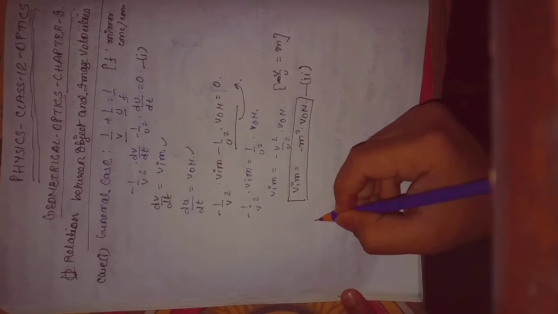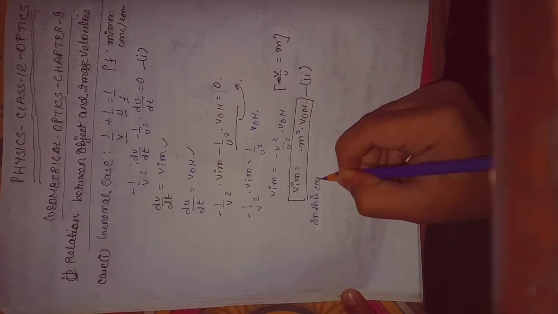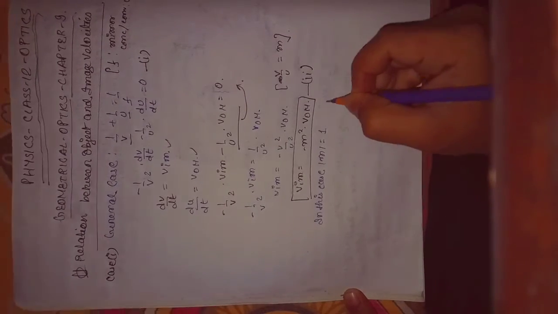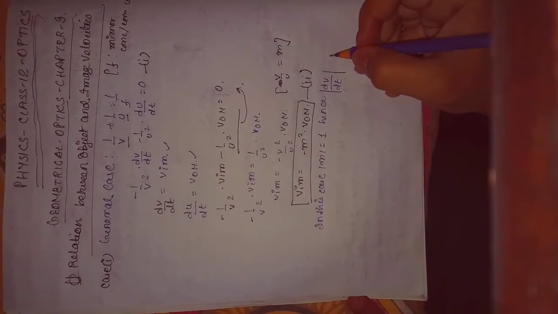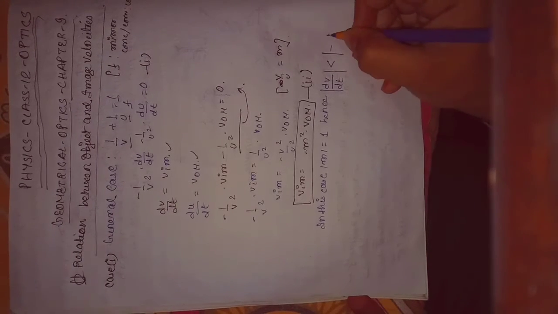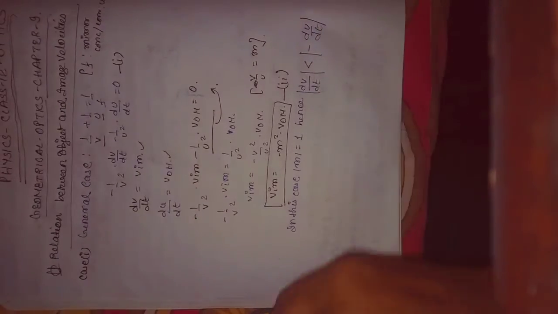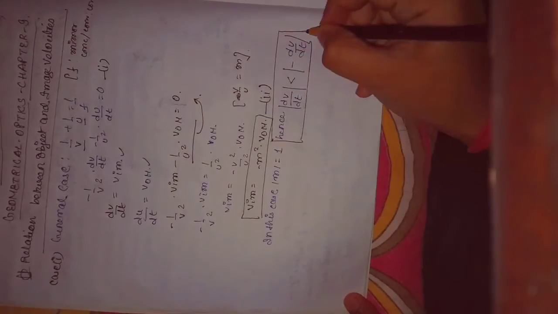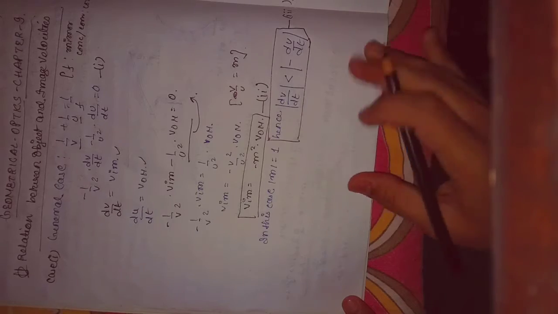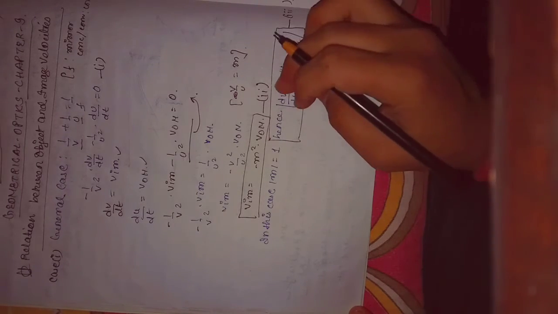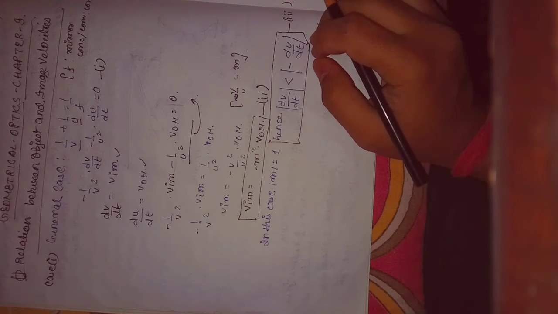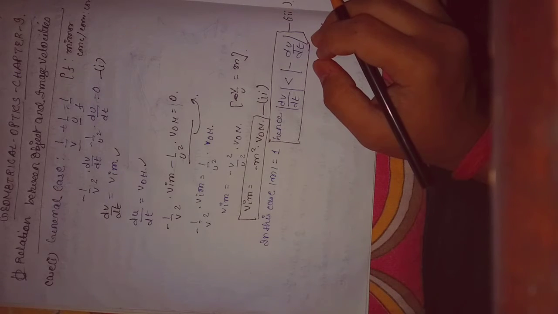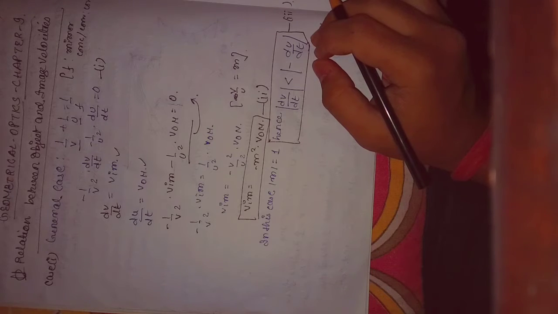So if in this case we consider the mod of magnification as 1, then what we get is that mod of dv by dt is always less than mod of minus du by dt. This is the general case result, let that be equation number 3. So for any of the cases, we can say that the object velocity is always less than the image velocity with negative sign. Now we'll consider some more cases. Let's see case 2 and case 3 and we'll get the conclusion.